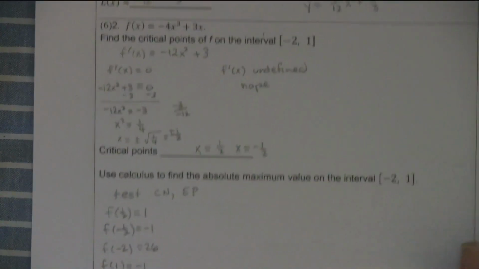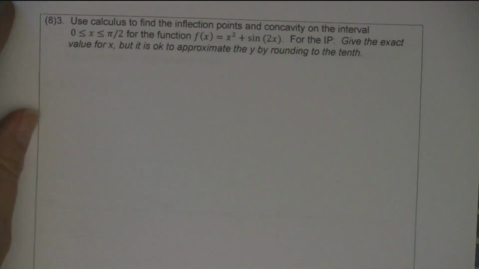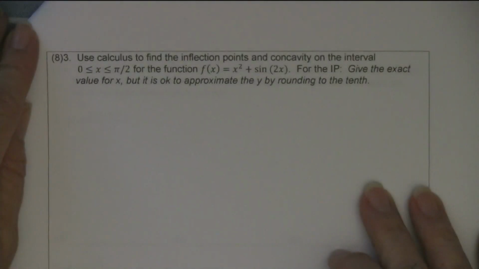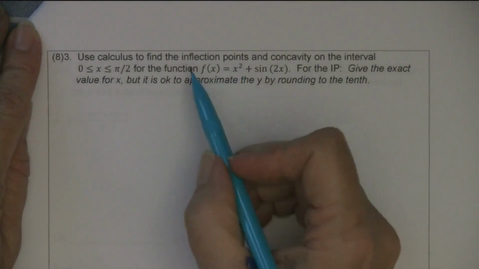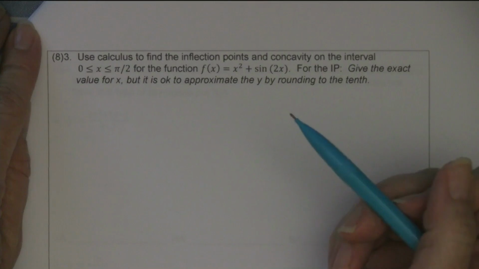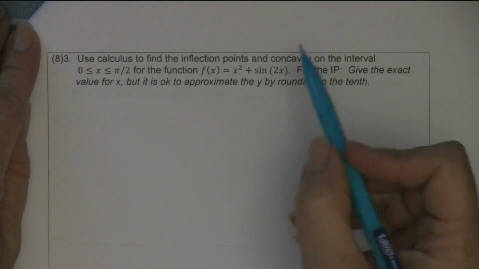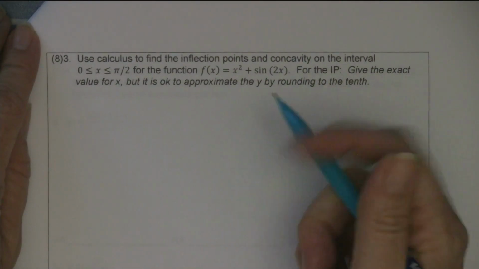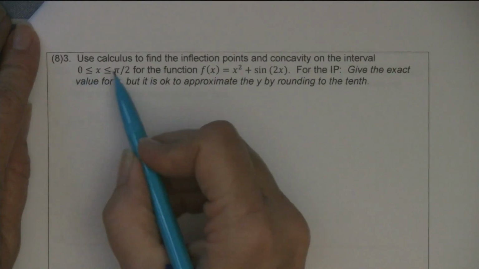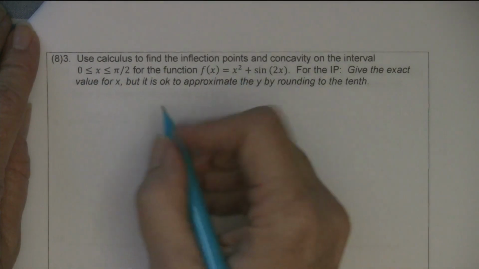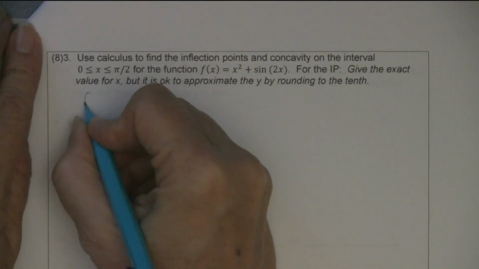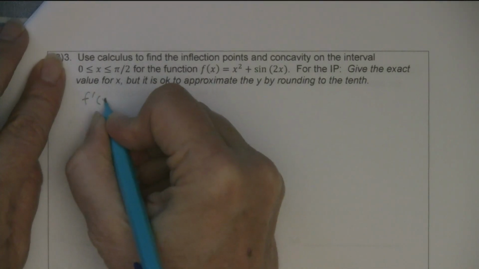Because it's the biggest number there. Okay. Then the third question says using calculus, because again, they didn't want you to graph it and go by the graph of it, find the inflection points and the concavity, concave up or concave down, on the interval. And they said 0 to pi over 2. So I have to take the second derivative to find those kind of things.